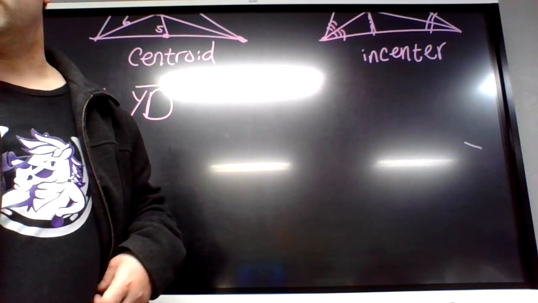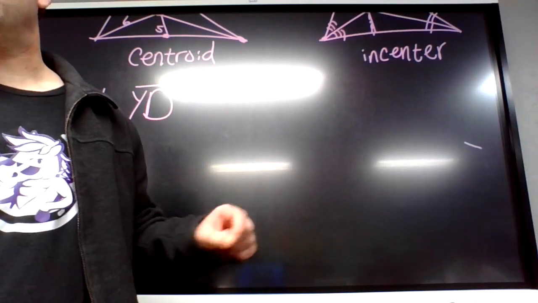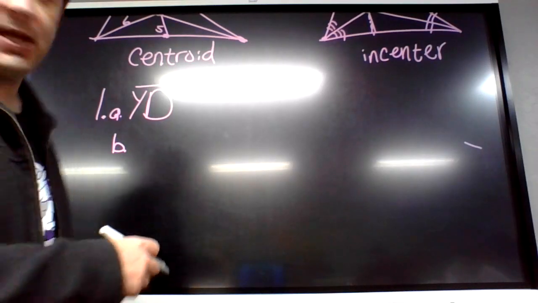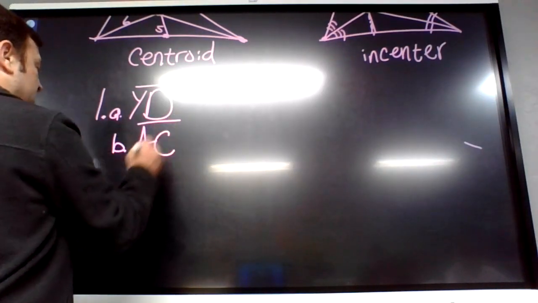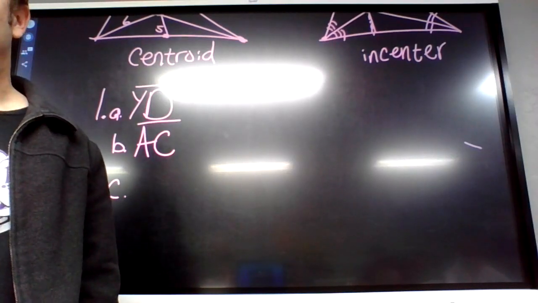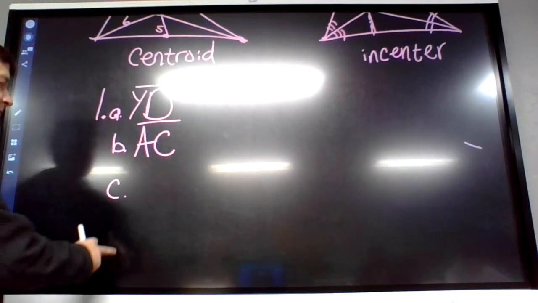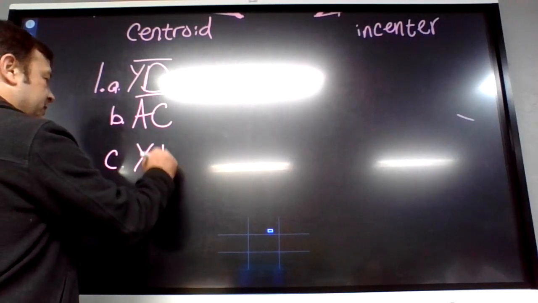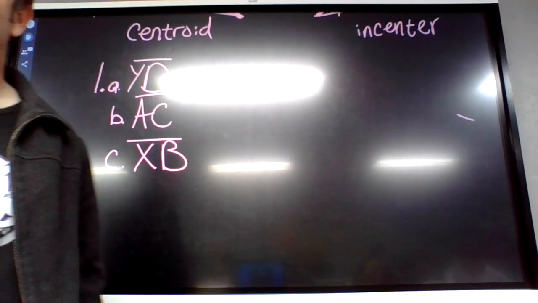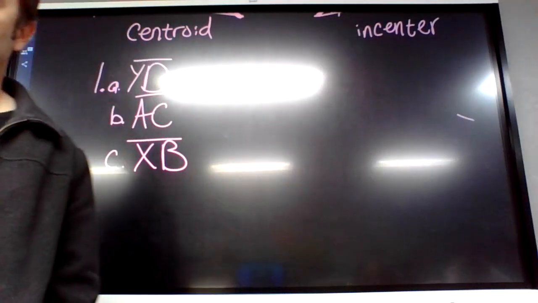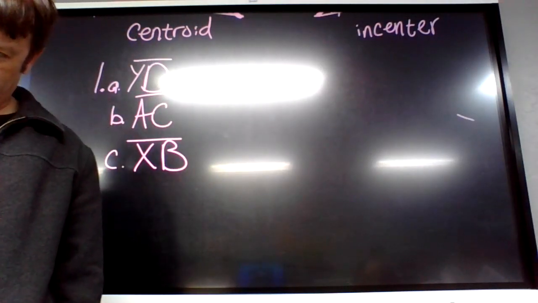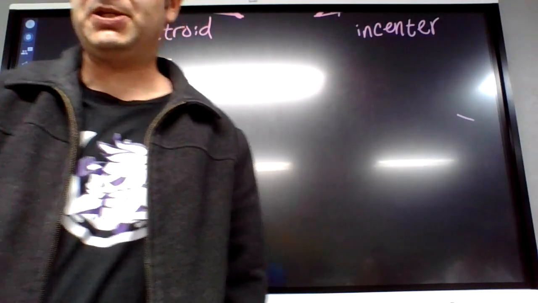So, also, the altitude has to, anyway. AC or CA, same thing. C, which one is the altitude? XB. It goes from the vertex, drops straight down to the other side, makes a 90-degree angle. It could be used to measure the height of the triangle, if you use the other side as the base.